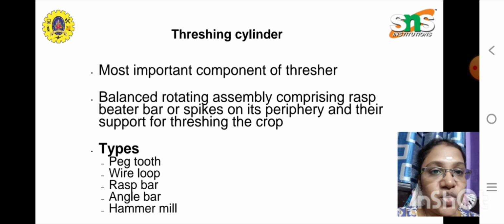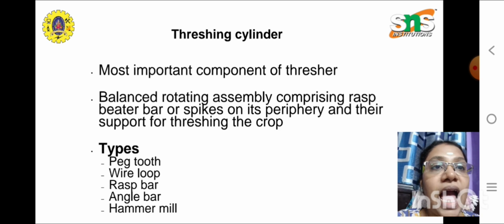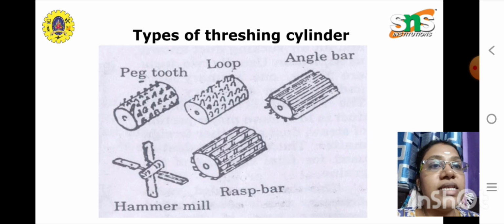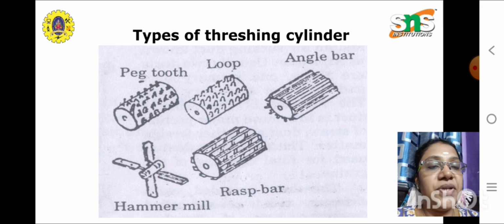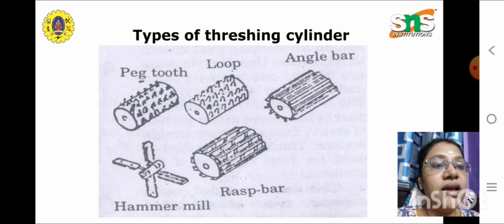There are many different types of threshing cylinder. One is the peg tooth type, wire loop type, rasp bar, angle bar, and hammer mill. These are the pictures that differentiate the different types of threshing cylinders. You can see in the picture the peg tooth type, loop type, angle bar, rasp bar, and the hammer mill type of threshing cylinders used to thresh different types of agricultural commodities.